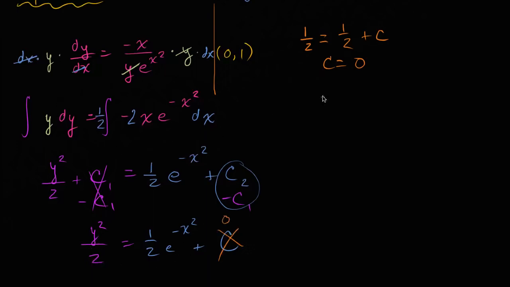And so we are left with y squared over 2 is equal to e to the negative x squared over 2. Now we can multiply both sides by 2, and we're going to get y squared is equal to e to the negative x squared. Now, we can take the square root of both sides, and you could say, well, look, y squared is equal to this, so y could be equal to the plus or minus square root of e to the negative x squared.